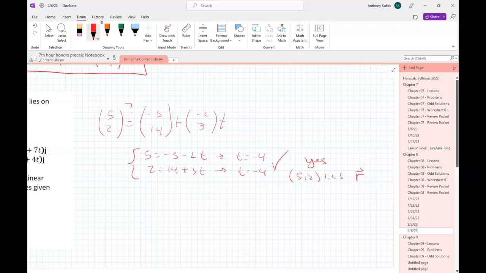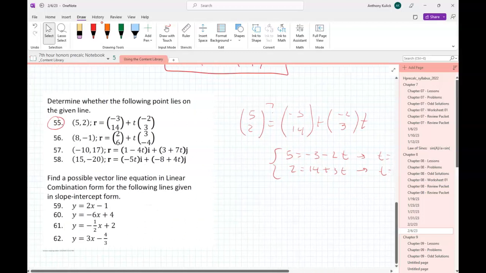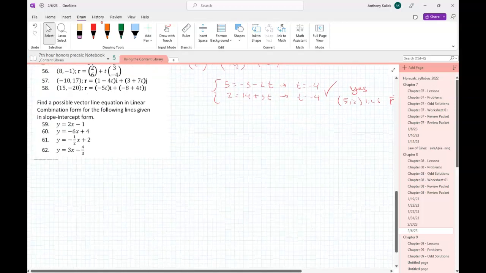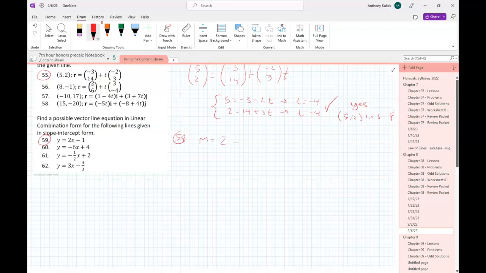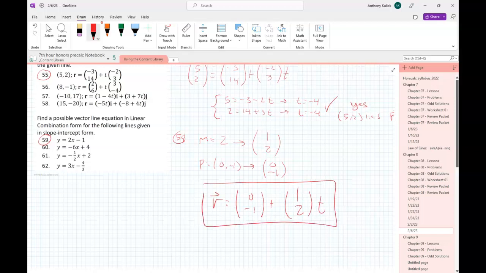Is that cool? Yeah, that makes sense. Okay. And then you said one of these. So just do 59 maybe. So here I'm going to say, well, I have the slope 2. So that's the vector 1, 2. And I have the point 0, -1. So that's going to be the vector 0, -1. That's everything I need to write my vector line equation. So I have point vector plus slope vector times T. Okay, pretty easy.